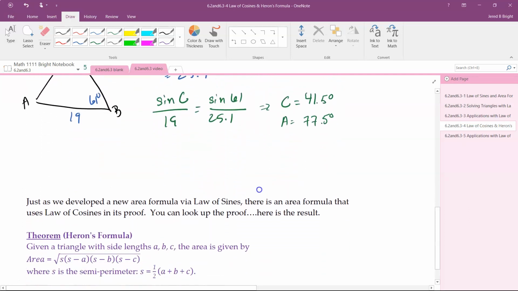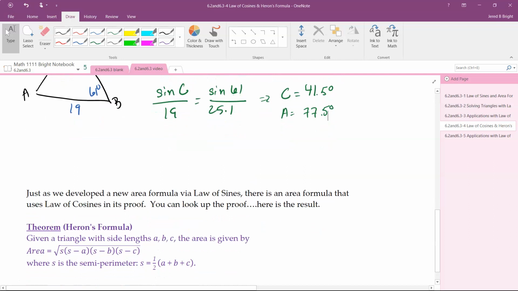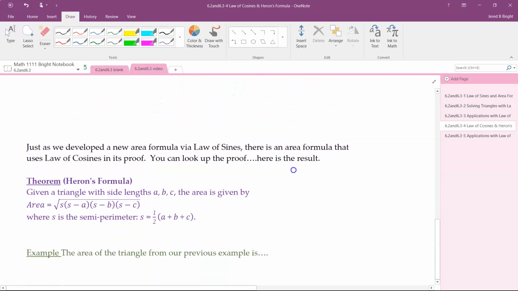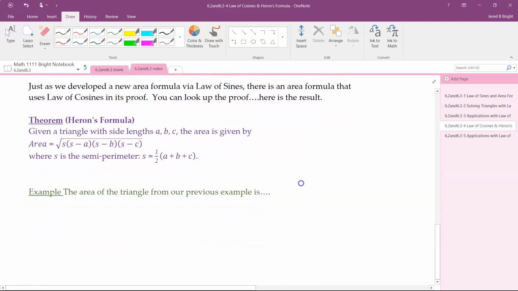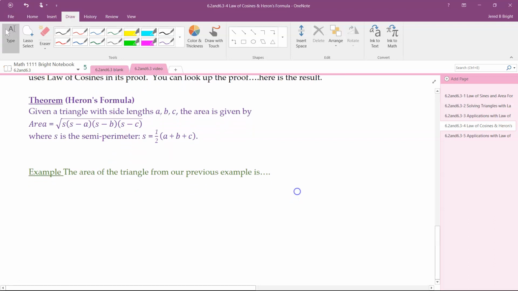Okay, so great. Now, law of cosines actually leads to another formula for the area called Heron's formula. Its proof does use law of cosines, and it is in the book, or you can Google that thing. And the big thing here is that it's defined as a square root with this s thing in it, and the s is called the semi-perimeter. It's really just perimeter over 2, because you take the perimeter, and then you take 1/2 of it.